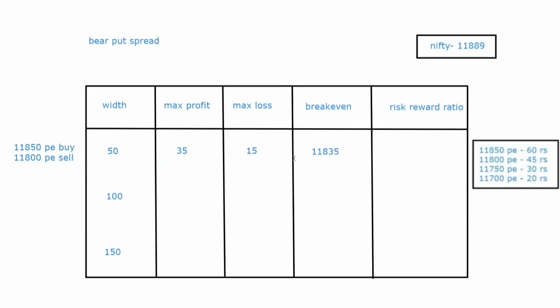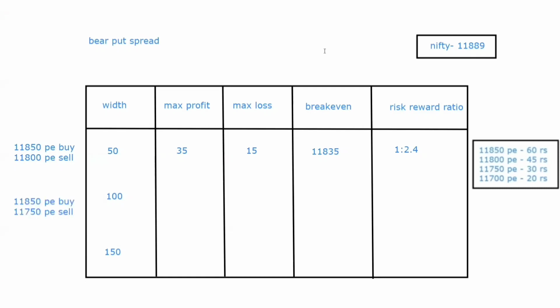ये 11,835 आ गया. Now the risk reward ratio. So now if the risk is 15 rupees and you are getting 35, so the risk reward is 15 is to 35, which comes to 1 is to 2.4 approximately. Okay. This is approximately 1 is to 2.4. So this is the risk reward ratio. Okay. So we have completed the first spread, right? ये तो अपन ने पहले भी किया था, right? In the previous module.